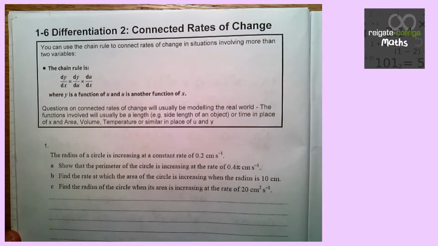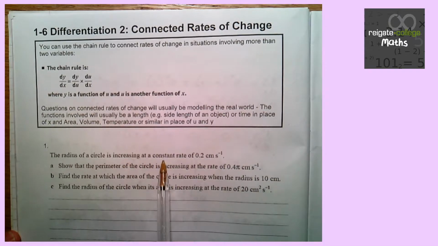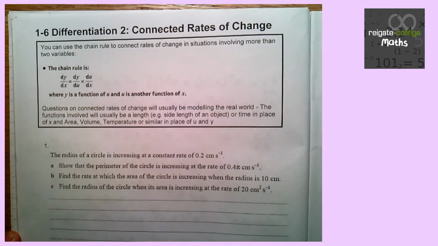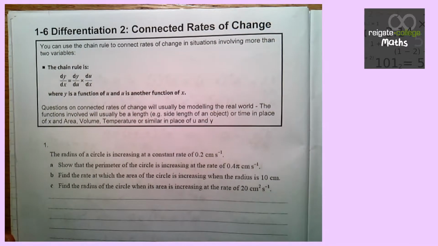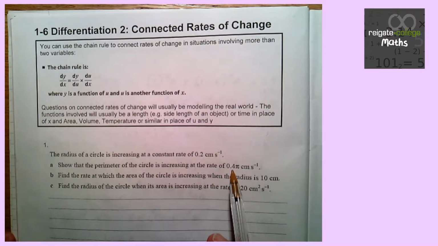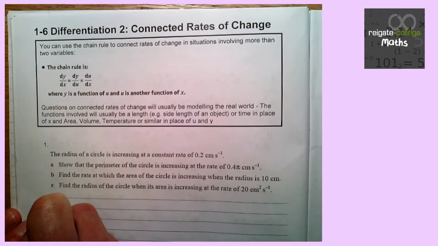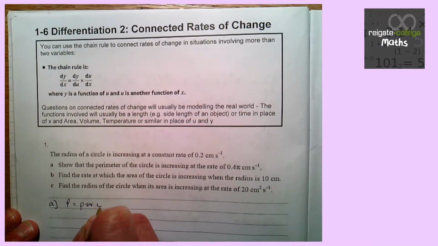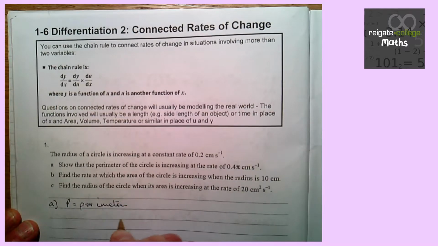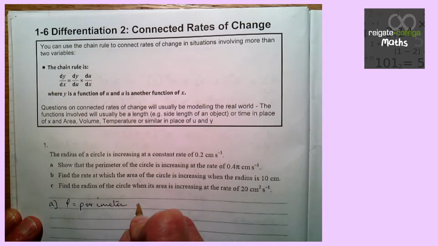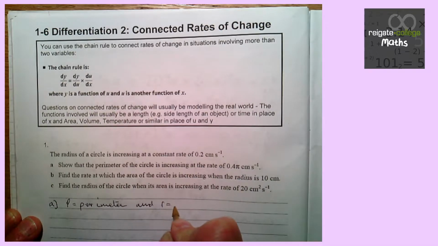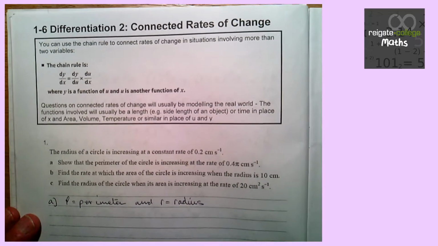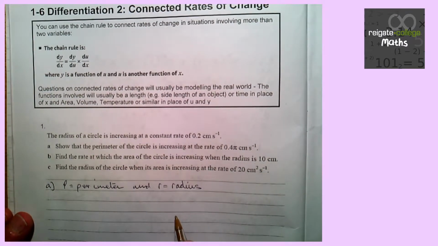So let's look at our first example here. The radius of a circle is increasing at a constant rate of 0.2 centimeters per second. Show that the perimeter of the circle is increasing at this given rate. So let's define our variables. Let's say P equals perimeter and R equals radius, and we're going to use T for time, which is completely standard.